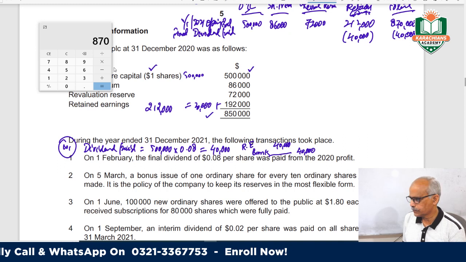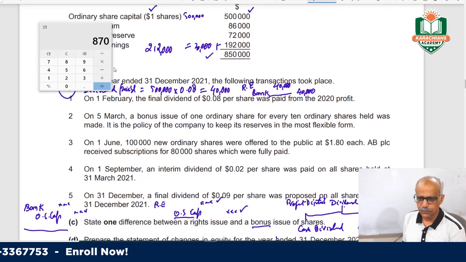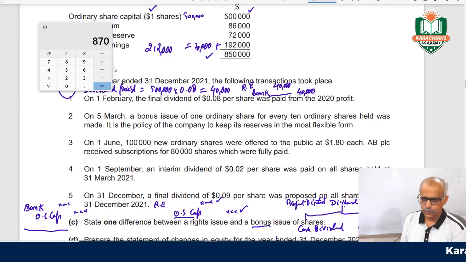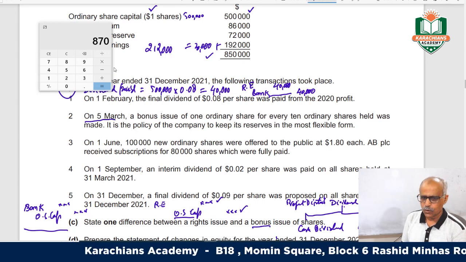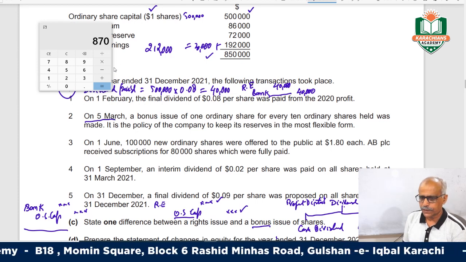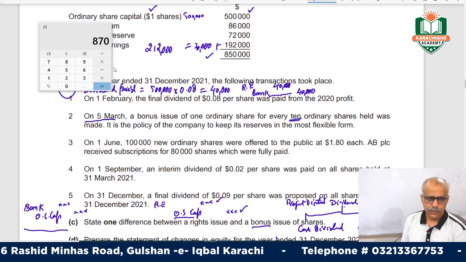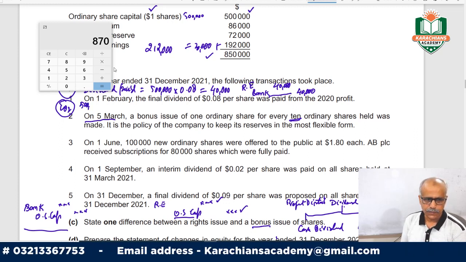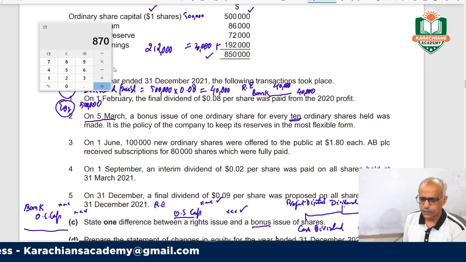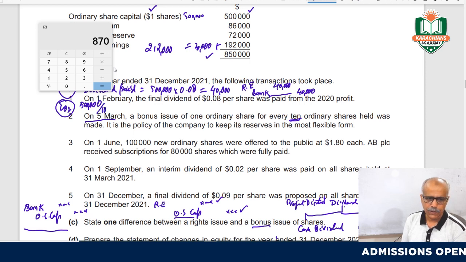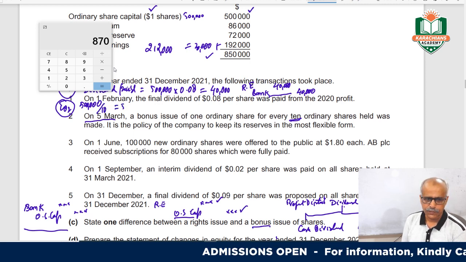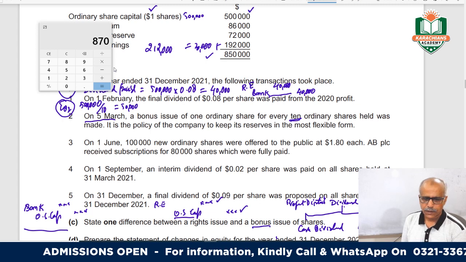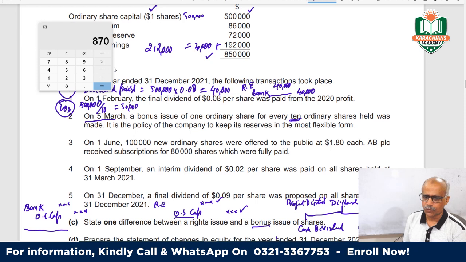So let's move on. We have very short time, because we have to keep our videos very short. On 5th March, remember the dates very carefully, a bonus issue of 1 ordinary share for every 10. Then I can say this is my working number 2. My number of shares are 500,000. For you are issuing 1 share for 10, so divide this by 10, means you are issuing 50,000 bonus shares.